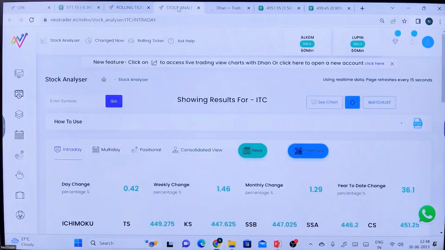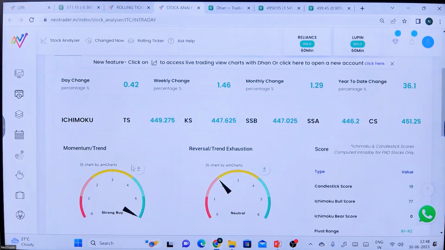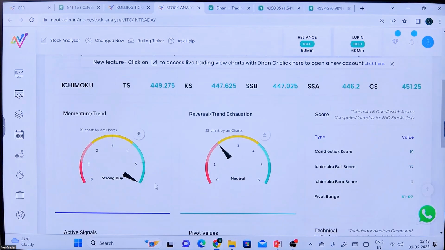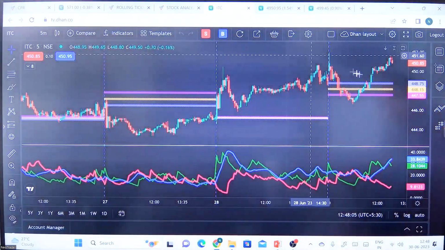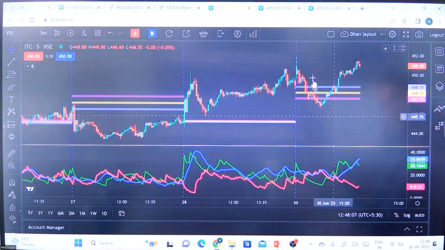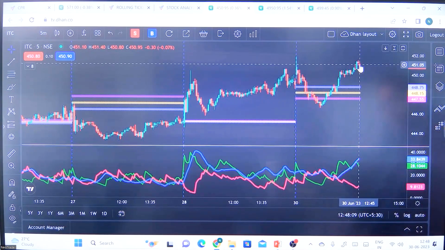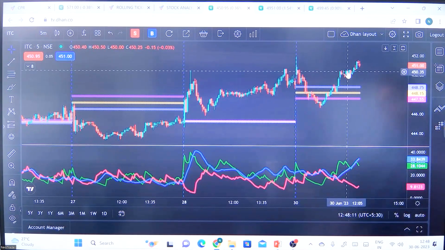Once I click on ITC, I will be able to see here that ITC is also in a strong buy mode. So it is further confirming my intent. And then when I take a look at ITC, I can see here that ITC is seen moving. All right, so ITC is seen moving.